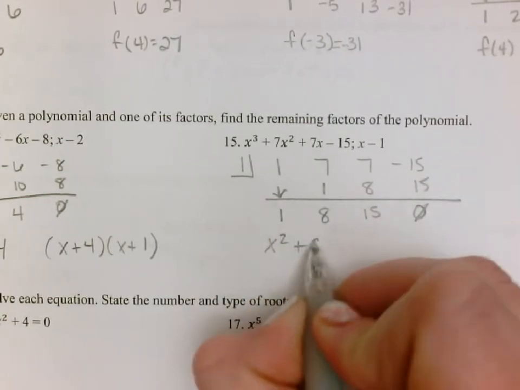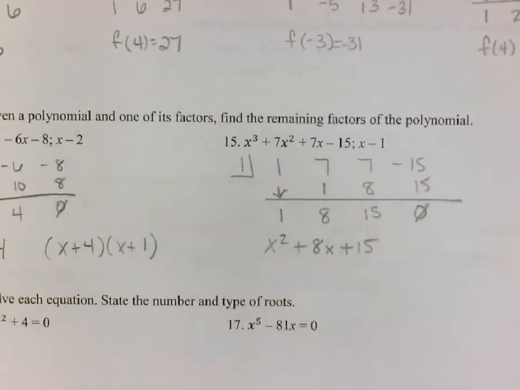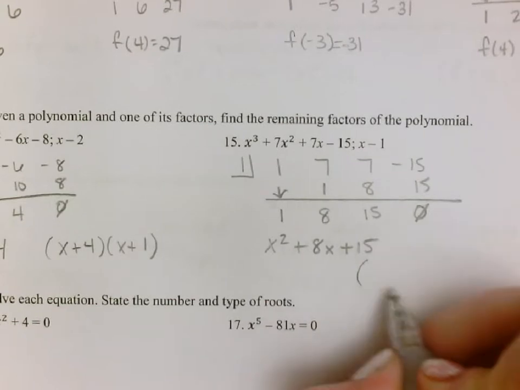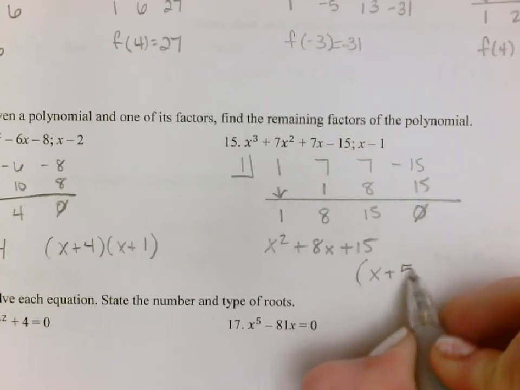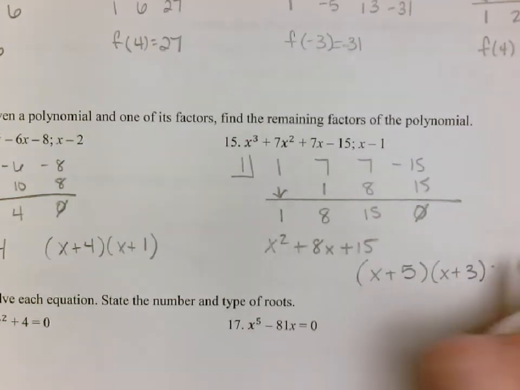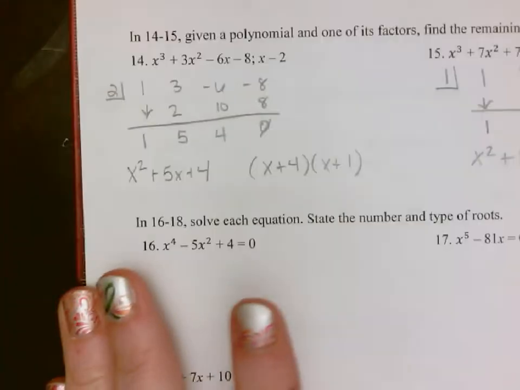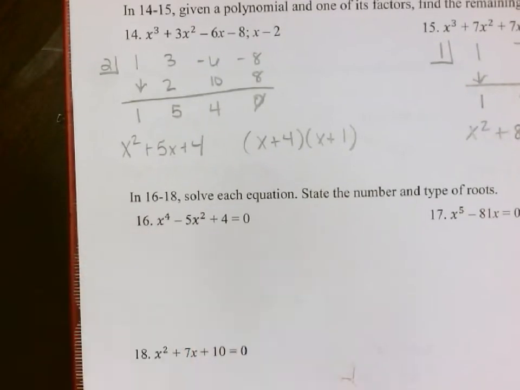X squared plus 8x plus 15. The factors of 15 that add up to 8 are 5 and 3. So this factors to x plus 5 and x plus 3. And that's your remaining factors there. So the next problem is solve based on state the number of types of roots, solve each equation. You can solve whichever way you want. I'm going to probably do just factoring because it's quicker usually.